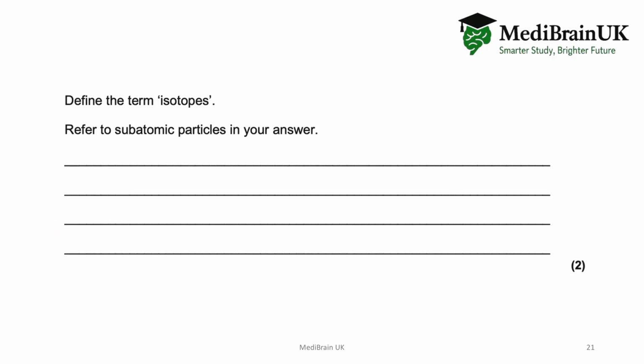Moving on to the next question, it says define the term isotope. So this is a model mark scheme definition answer that you can learn. You can put it on a flashcard and just learn the mark scheme, because this mark scheme is not going to change from question to question.